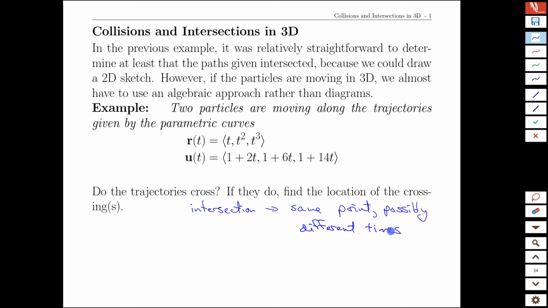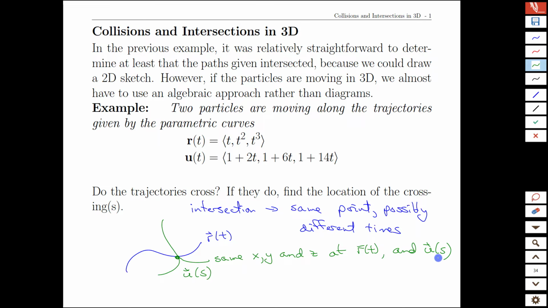So we're going to take the same approach we used earlier, and we're going to imagine that we're tracing out the r path. We're going to use t for that, and we're going to use a different time variable for u. We're going to call it s. And we're interested in having the same x, y, and now z value at r of t and some other point u at some other time value s. So we're going to set up our equations there and see what we can find.